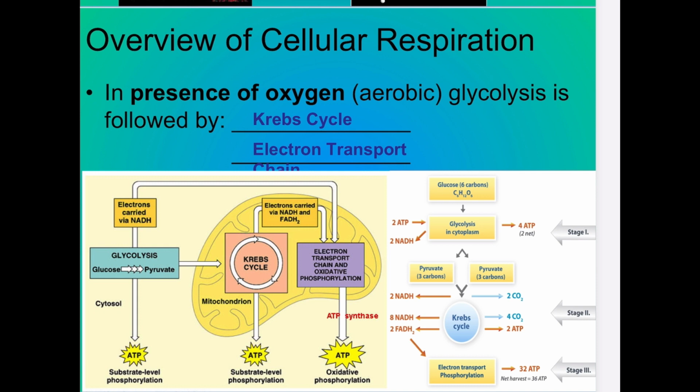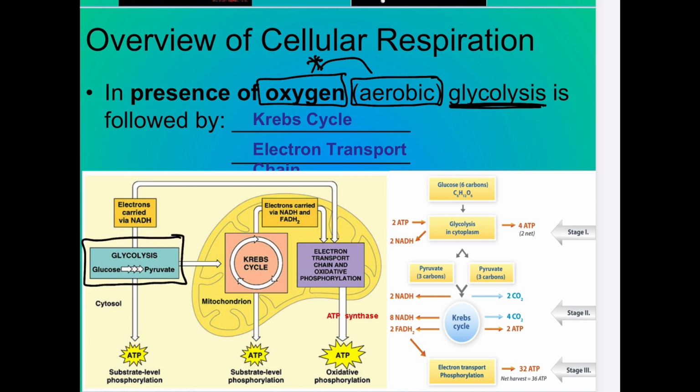So in the presence of oxygen, when oxygen is present, we're going to call this an aerobic process. So these two words are connected, oxygen and aerobic. In the presence of oxygen, that means that we're going to have the process of glycolysis occur. And that process, you can see in the image right here, here's glycolysis. If oxygen is present, then we're going to get two more steps. The first step is the Krebs cycle, which we can see right here. And the second step is the electron transport chain, which we can see right here.